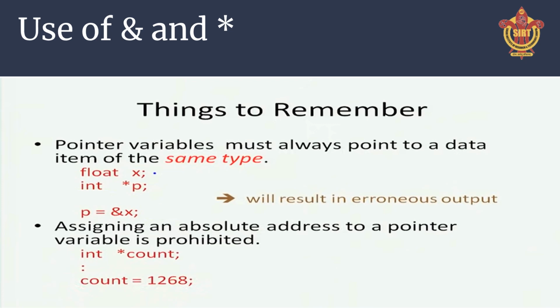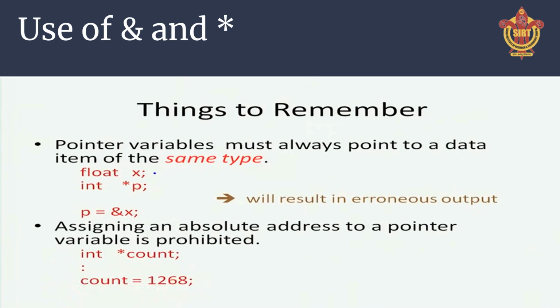If I use this assignment statement, where the address of this floating type variable is going to be stored in this pointer variable, then this will generate an error. This will result in erroneous output because the data type of x does not match the data type of this pointer variable. So it is obvious that we have to declare the pointer variable with the same data type as the variable whose address we want to store in it.